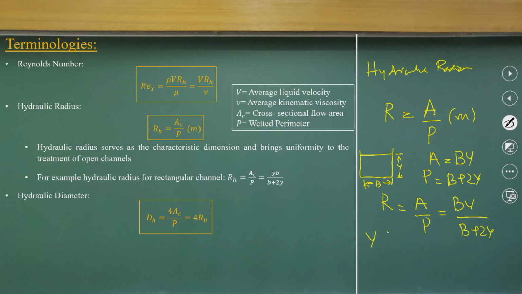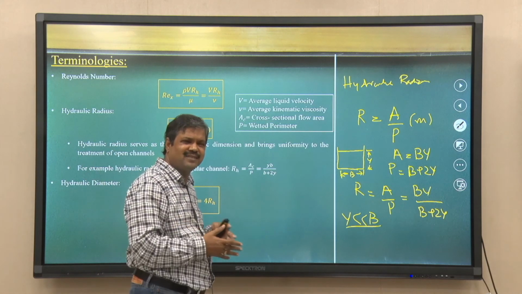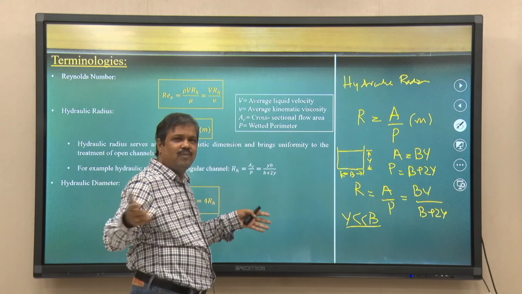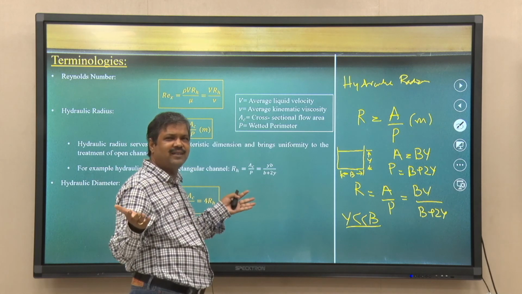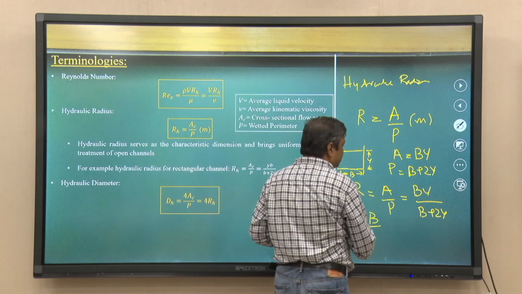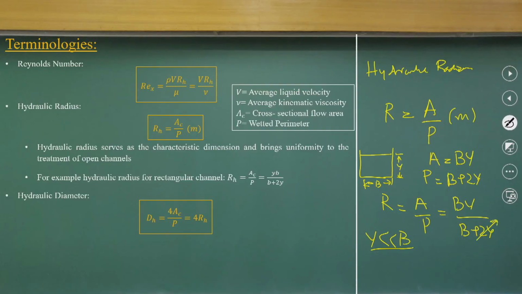If y is much less than b, as in river systems where b is much larger, maybe around 200 or 300 meters, and y is 3 or 4 meters, then the 2y part can become 0. So R will be close to y. That means if I extend b, making it wider and wider, my radius will be only the depth.